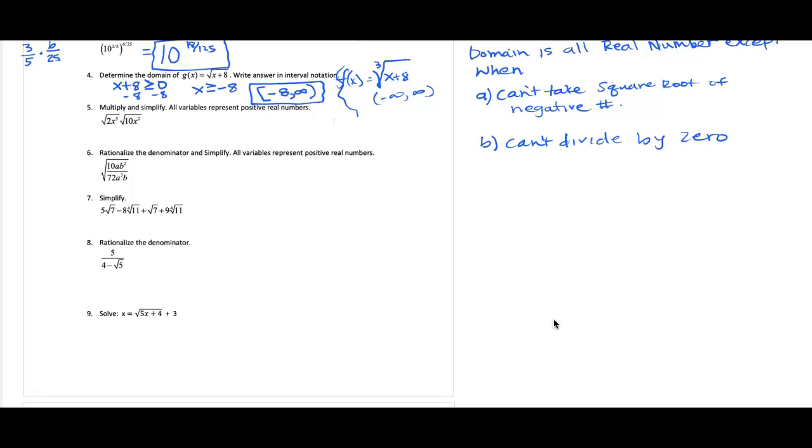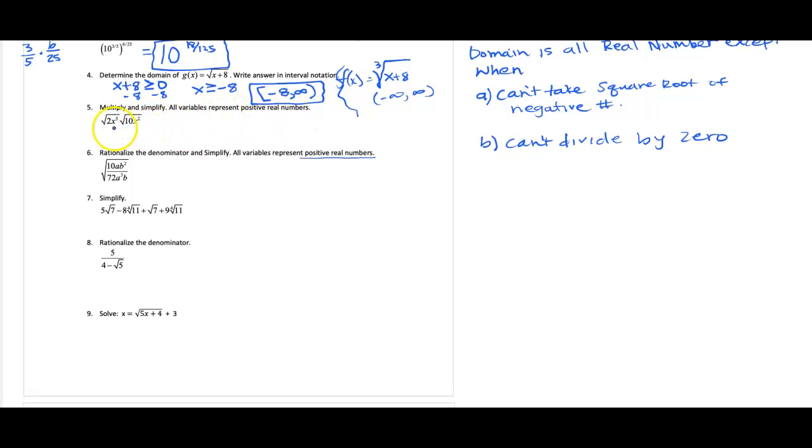Okay, so number 5 here, let's look at this. So it says multiply and simplify, right, this, and then make sure again that you remember all variables represent positive real numbers. And the reason why it says that is because if, like, say A was a negative 3, well, that's going to make that whole thing negative, and then we couldn't take the square root of it. So that's why we always put this little disclaimer in here that they're positive real numbers.